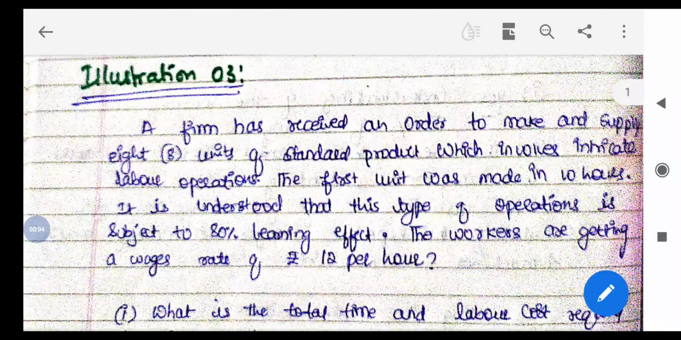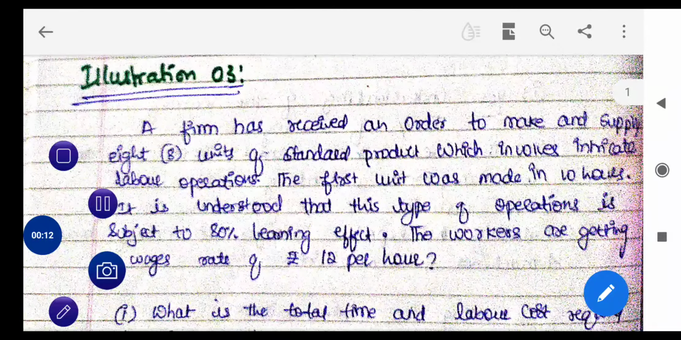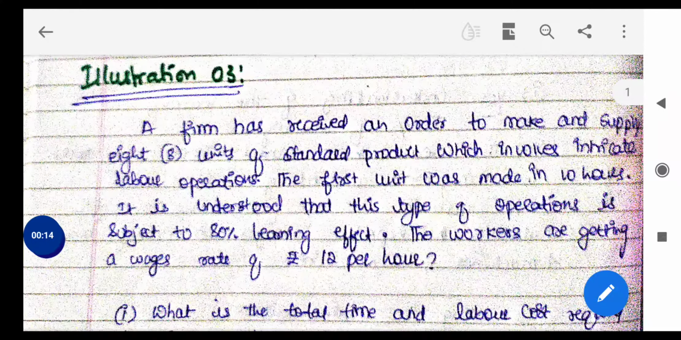Hello everyone. In this chapter, Learning Curve Theory, we are discussing the illustrations. We have already discussed two illustrations in this chapter, so this is the third illustration. Let's look into the question.